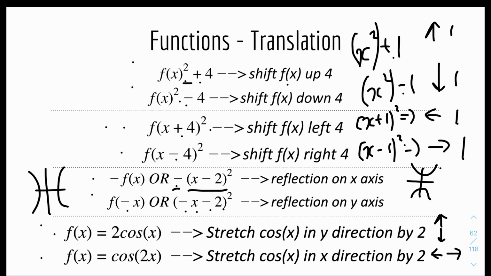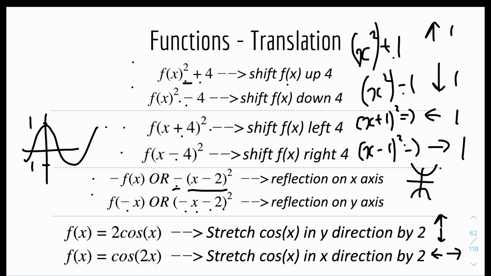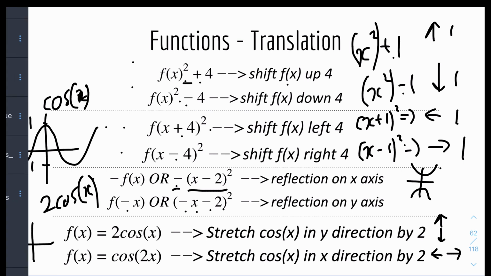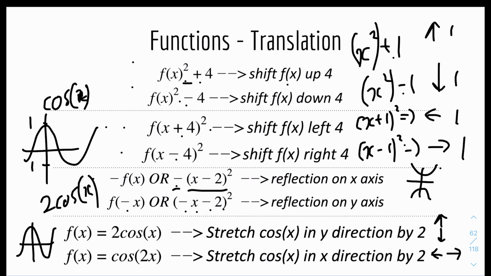So when we have an original cos graph, let's just rub this out. An original cos graph is something like this, and this is 1, and this is 1. And this is cos x. But if we do 2 cos x, you have to stretch the cos x in the y direction by 2, and it will be something more like this. And this will be minus 2, and this will be 2. Oh, this is minus 1. And you can see how they relate.